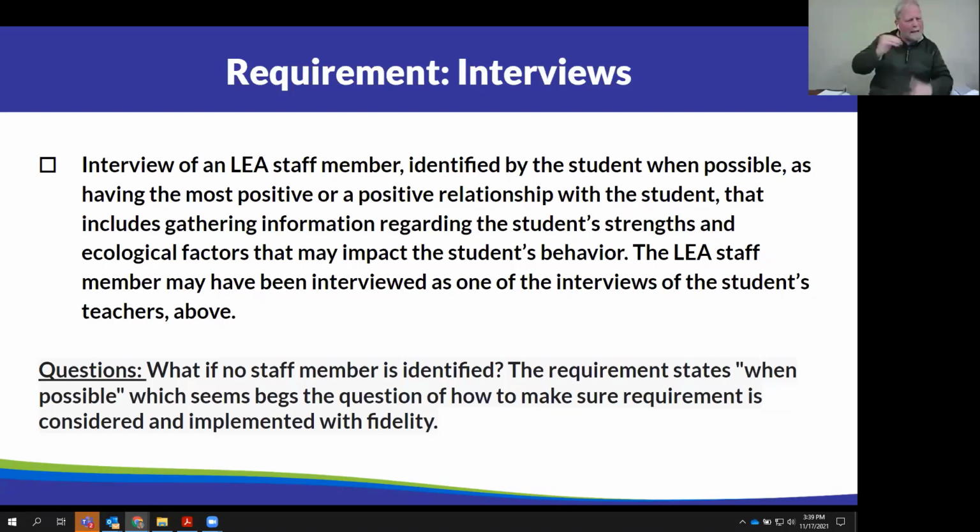And then, when it comes to the requirement being considered, there was a question about what we do to ensure that this part of the rule is being followed and implemented with fidelity. Ultimately, this rule is designed to support accurate identification of emotional behavioral disabilities. And so it really is on the IEP team to put in a good faith effort to identify this person and make sure that you get information from them regarding the student.